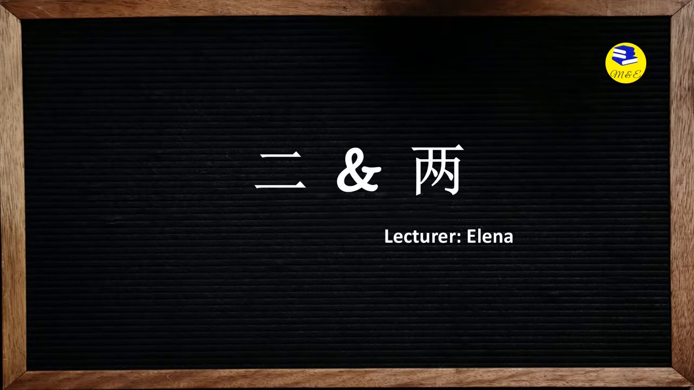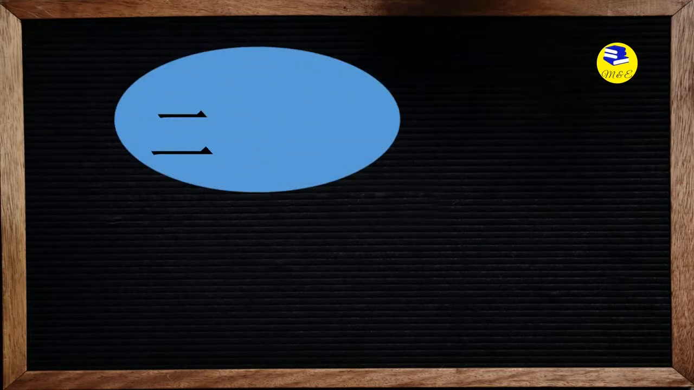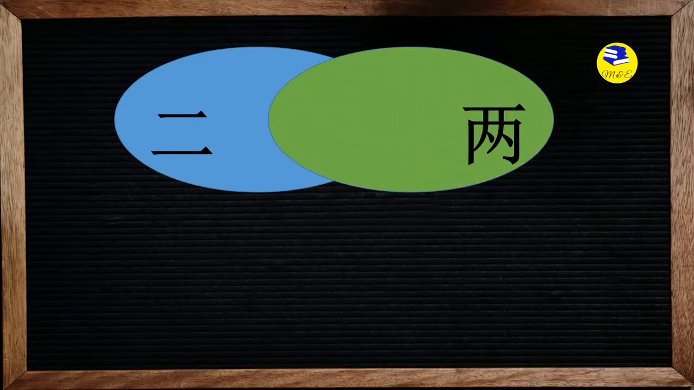From the meaning, you can know that both of them mean two, but there are some differences between them. Now, you can see this blue circle represents 二. Then, this green one represents 两. You see that between them, there is a yellow color part, right? This part means that 二 and 两 sometimes can be exchanged, right? So now let's learn them one by one.